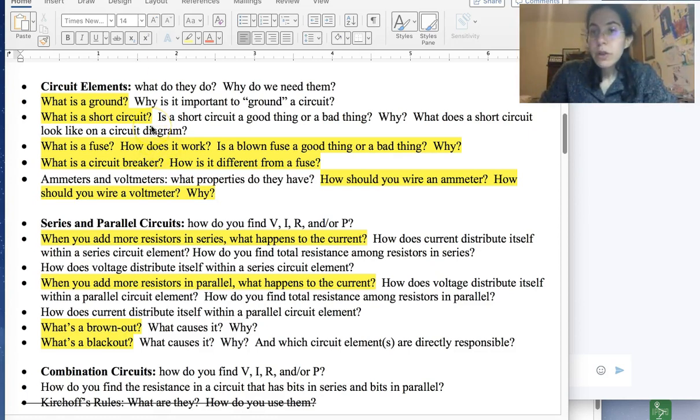Is a short circuit a good thing or a bad thing? Well, it's a terrible thing. A short circuit is a path of little to no resistance. It means you're going to get ridiculously high current in the short.